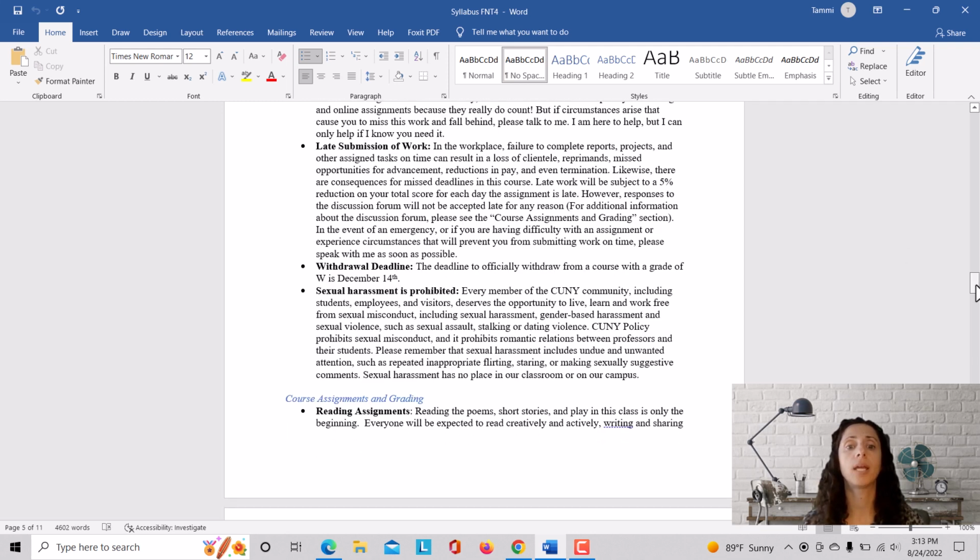Next, we'll look at late submission of work. In the workplace, failure to complete reports, projects, and other assigned tasks on time can result in a loss of clientele, reprimands, missed opportunities for advancement, reductions in pay, and even termination. Likewise, there are consequences for missed deadlines in this course. Late work will be subject to a 5% reduction on your total score for each day the assignment is late.